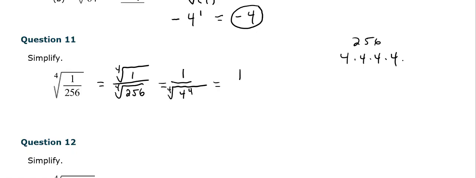So our numerator is 1. And now in dealing with the denominator, remember we're dividing the root into the exponent. So 4 goes into 4 one time. And we know 4 to the first power is 4. So our answer would be 1/4.